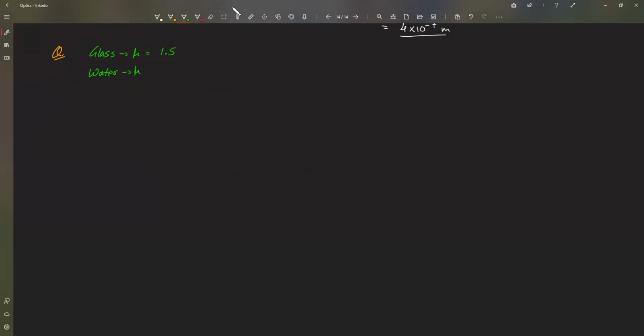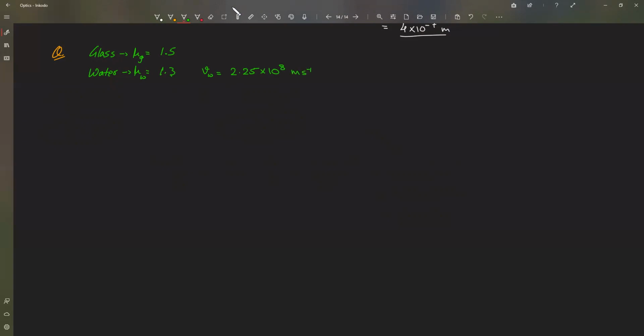So these are the two refractive indexes of glass and water. If the speed of light in water is, let's say, given, that speed of light in water is 2.25 into 10 to the power 8 meter per second.